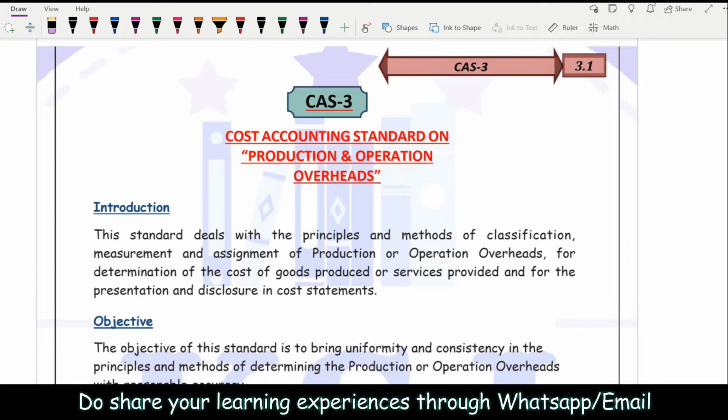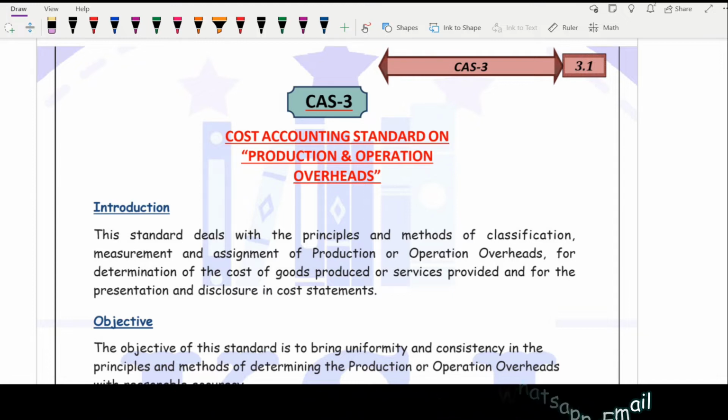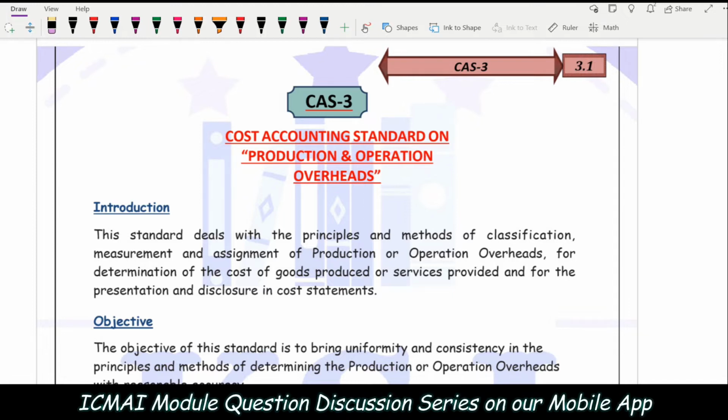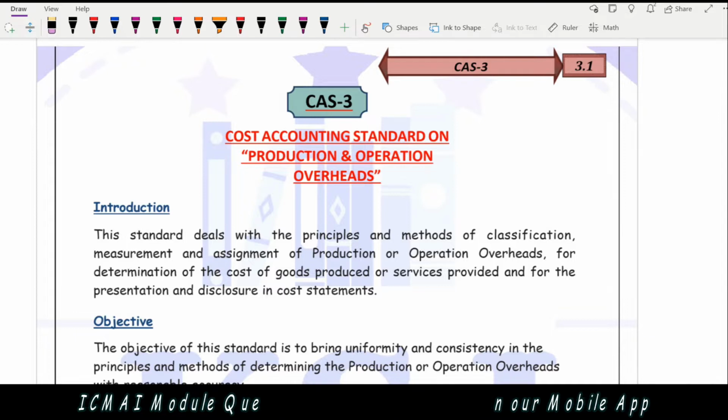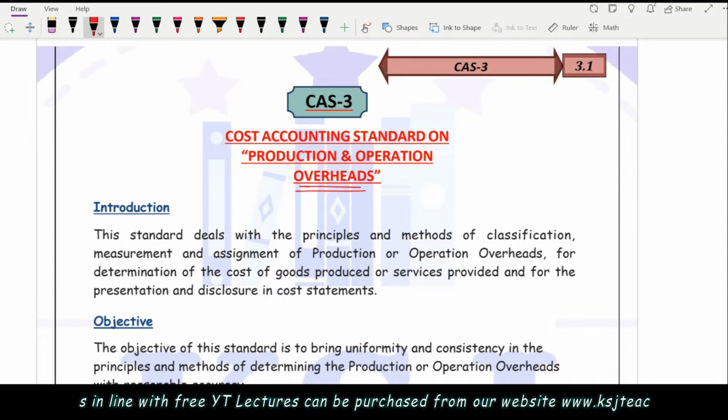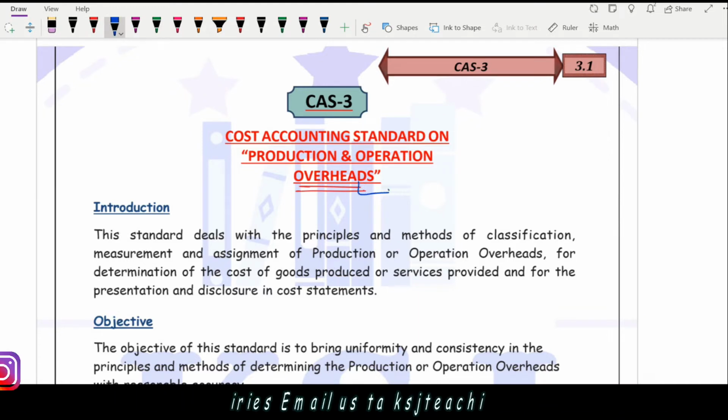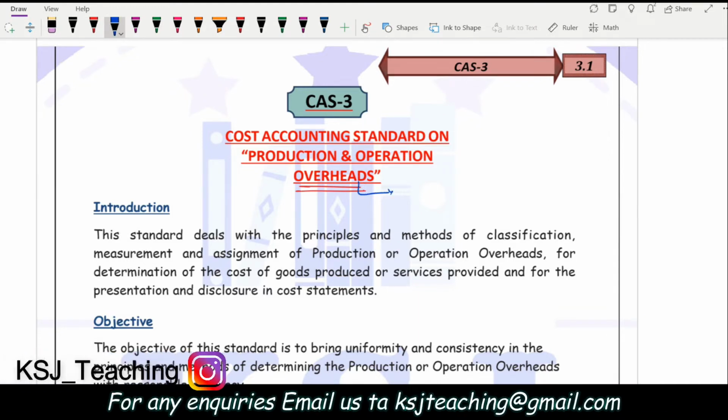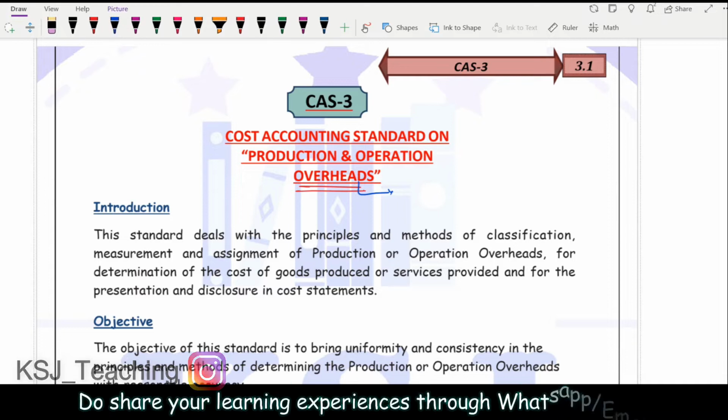So let's continue with our series of cost accounting standards, and now we are going to continue with cost accounting standard 3, that is cost accounting standard on production and operation overheads, right? So whenever we hear this word overheads, the first thing that should come to our mind is: what are overheads?